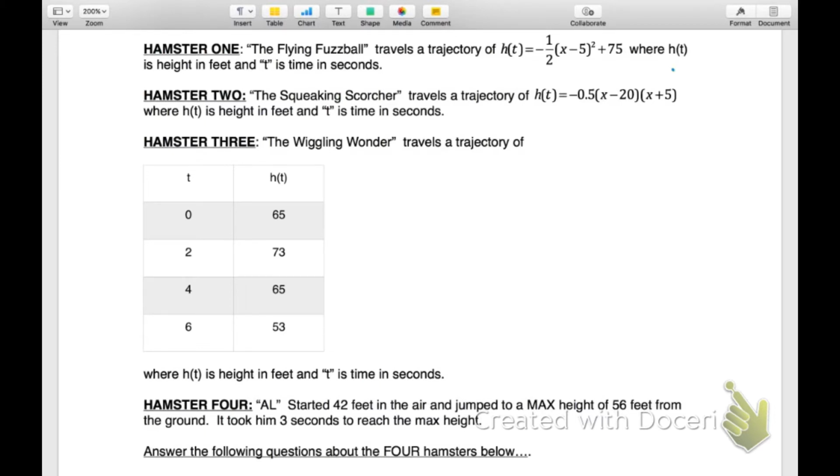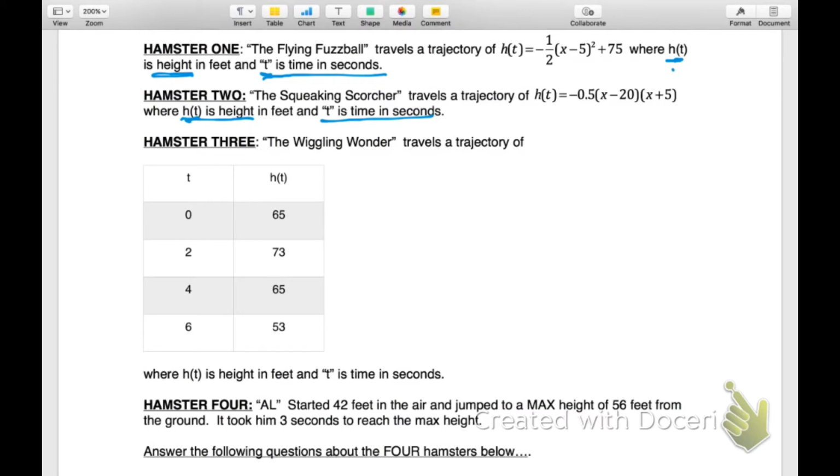h of t is height, so that's the y-axis. The y-axis is height, and t, the x-axis, is time in seconds. The Squeaking Scorcher, hamster number 2, travels a trajectory of h of t equals negative 0.5 times (x minus 20) times (x plus 5). Again, h of t is height, so the y-axis is height in feet, and t is the time in seconds, the x-axis.